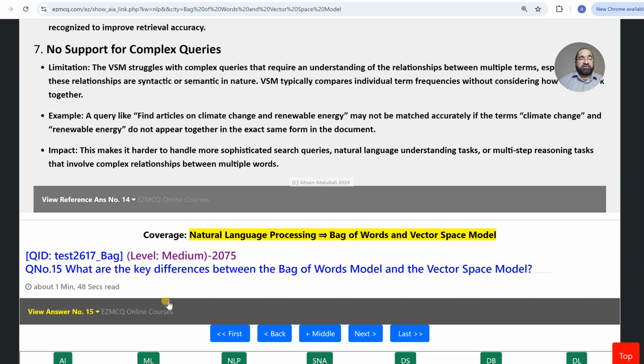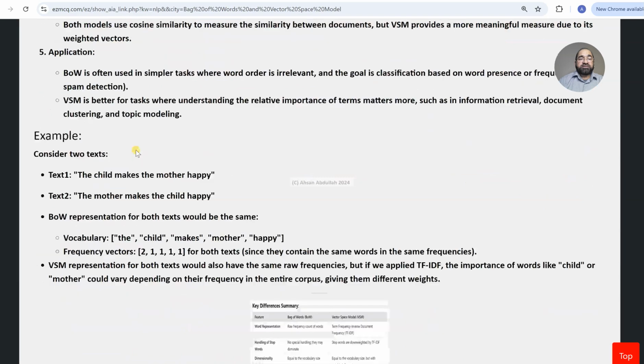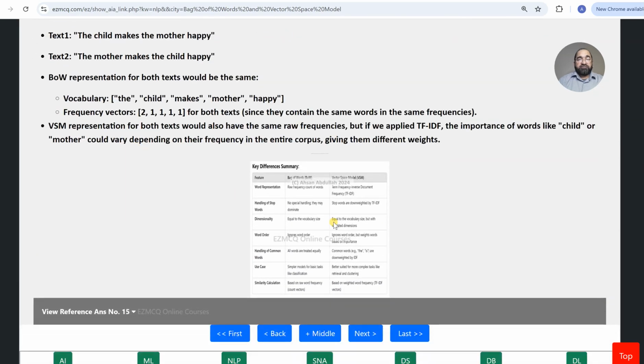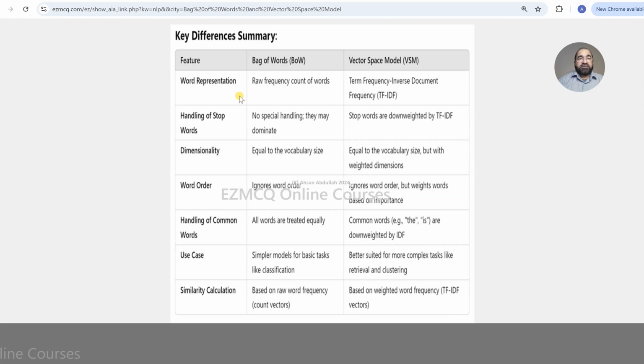So we end with the differences between the bag of words model and the vector space model. This is the explanation of those differences. And if I could just zoom in here, we'll go over this summary. Word representation: raw frequency counts versus term frequency and inverse document frequency. So we look at the importance of the words. Handling of stop words: no special handling in the vector space model. They automatically get a very low weight and their importance goes down.